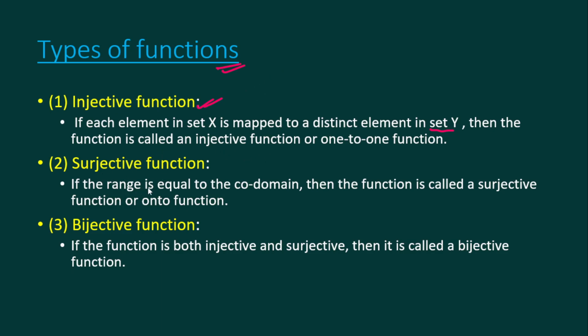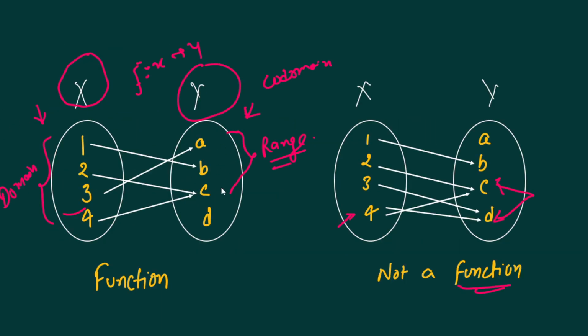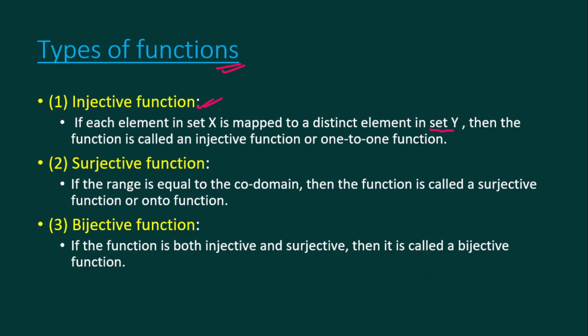Next, the surjective function. If the range is equal to the codomain, for example if the range is A, B, C, and D, then the range is equal to the codomain, and we call that function a surjective function. Now what is bijective? If the function is both injective and surjective, then we will call it a bijective function.